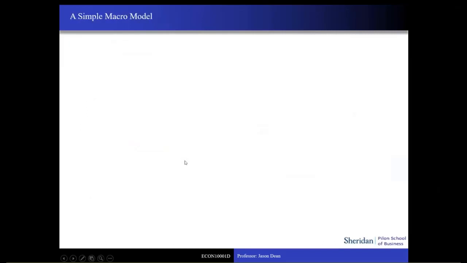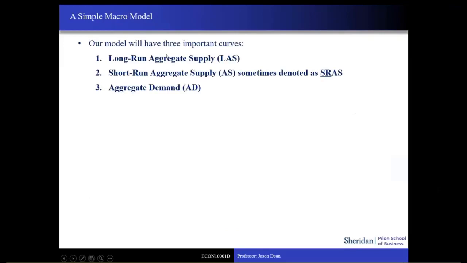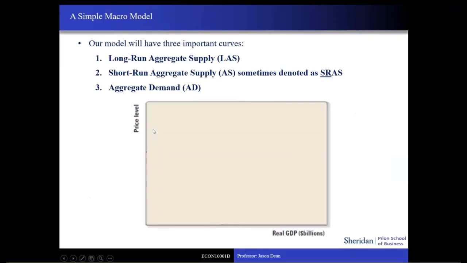Okay, so let's move on to our model. We're going to have a model with three important curves. We're going to be looking at the price level and real GDP space. We're going to have a long run aggregate supply curve, an aggregate demand curve, and an aggregate supply curve. These two, aggregate demand and aggregate supply, could intersect either to the left or to the right of this long run aggregate supply curve. And the long run aggregate supply curve is sort of our benchmark. It's indicating our level of potential GDP.